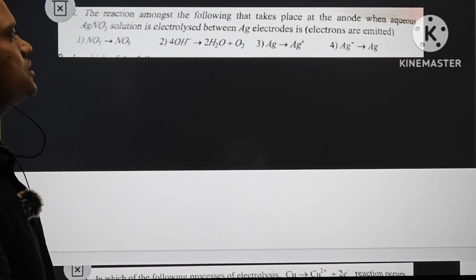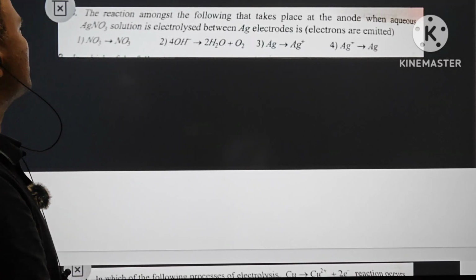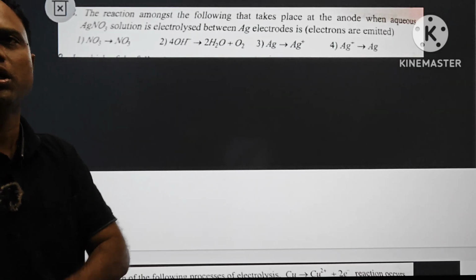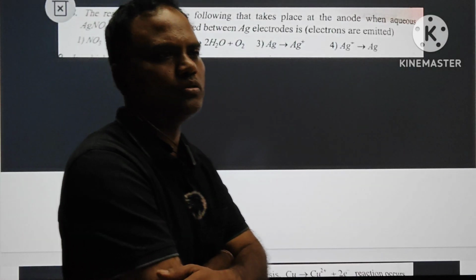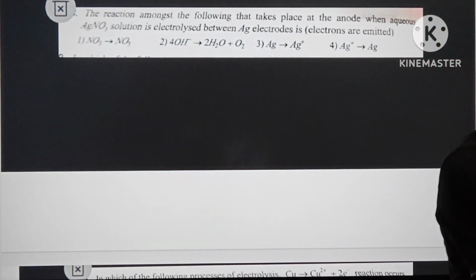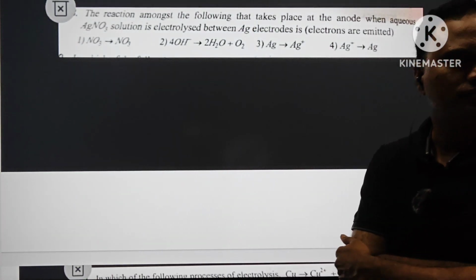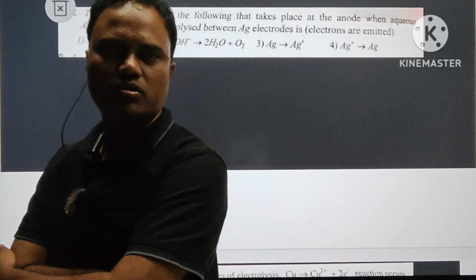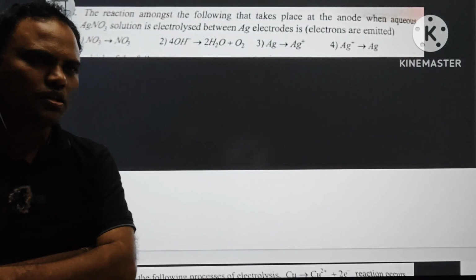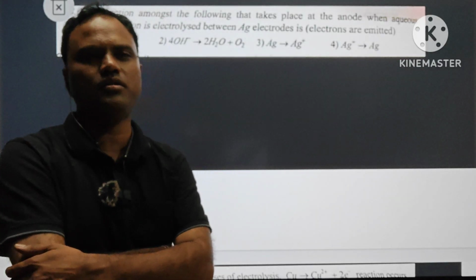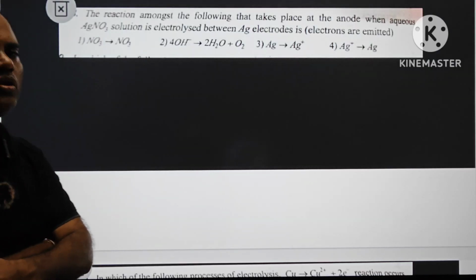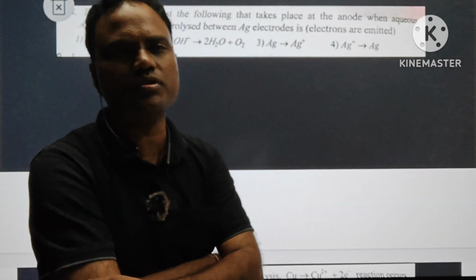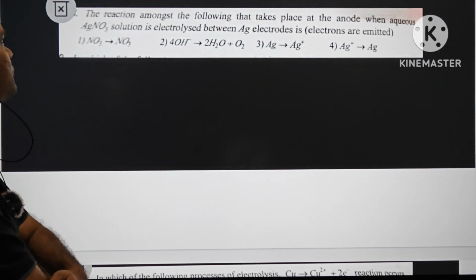The reaction among the following that takes place at the anode when aqueous AgNO3 is electrolyzed between Ag electrodes. Very, very important. Ag is which electrode? Active or inert electrode? Silver is which electrode? Given the code also: Zinc, Cu, Ag. Zinc, copper, silver. Active electrode. When an active electrode is given, what is the procedure? At anode, how to write the reaction?